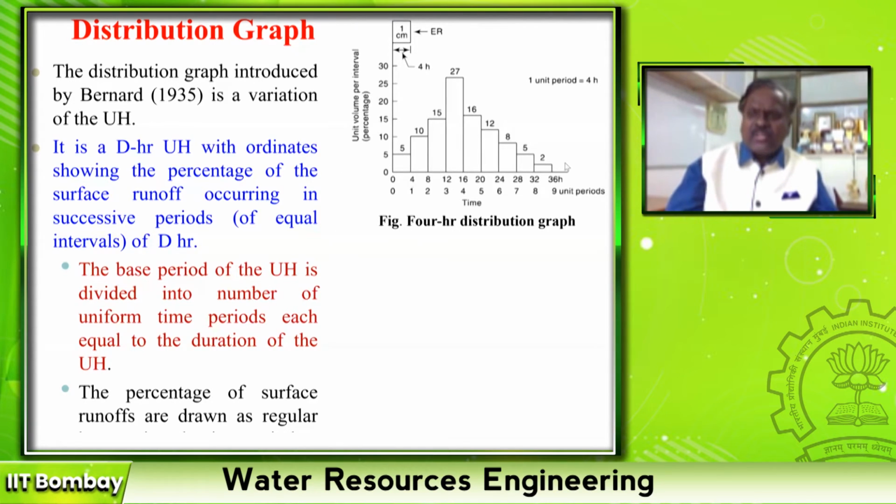So in the distribution graph, instead of having a duration on the x-axis, it gives units of time, right? 0, 1, 2, 3, 4. Similarly, the y-axis, instead of giving it in meter cube per second, is estimated as unit volume per interval. That means there are different ways to express this in percentage. The way in which we introduce this in percentage gives different types of distribution graph.